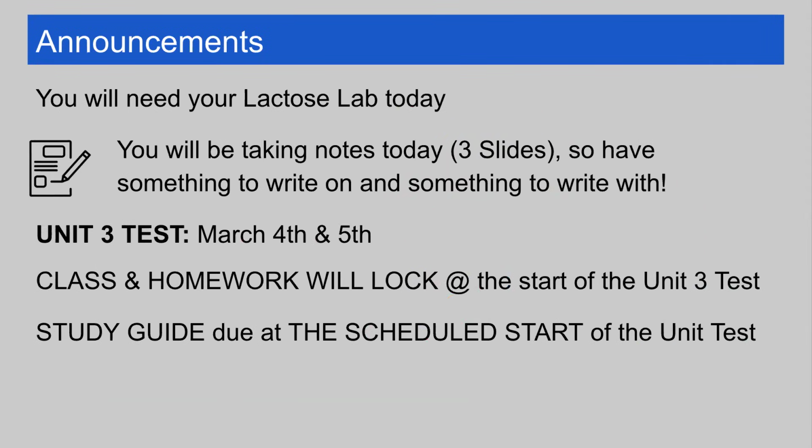You will need your lactose lab today for reference. You'll be taking 3 slides of notes, so have your notebook out. Don't forget the Unit 3 test is March 4th for periods 1, 3, 5, and March 5th for periods 2, 4, 6. If you're not going to be here that day, you need to reach out to me as soon as possible. Classwork and homework will lock at the scheduled start of the Unit 3 test, and the study guide is due at the scheduled start of the Unit 3 test, regardless of whether you are taking the test on that scheduled day.